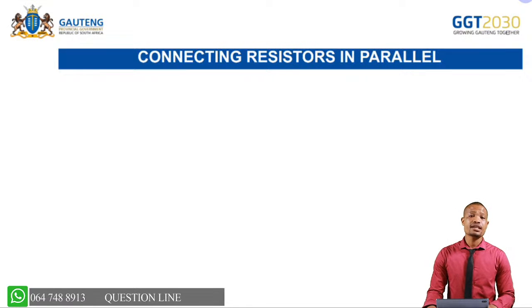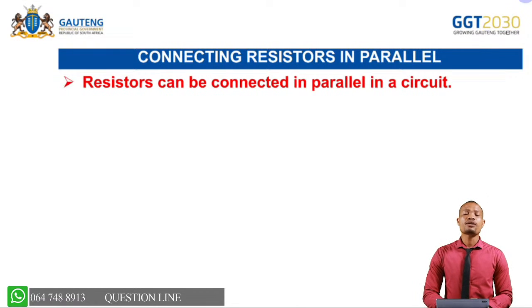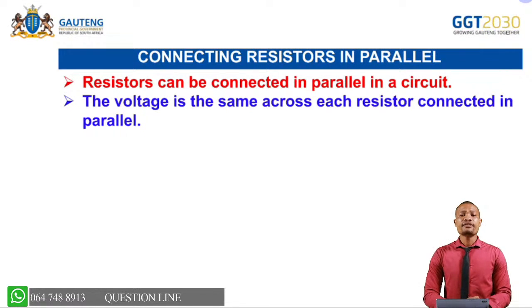Now let's talk about connecting resistors in parallel. We know that resistors are conductors that oppose the flow of current through them. They make it difficult for current to flow through themselves. So resistors can be connected in series, as you saw in our previous lesson, but they can also be connected in parallel. What does that mean? That means they can have multiple pathways for current to flow through them. And the voltage in a parallel circuit is the same across each resistor that is connected in parallel. So the voltage does not change provided the resistors are connected in parallel.